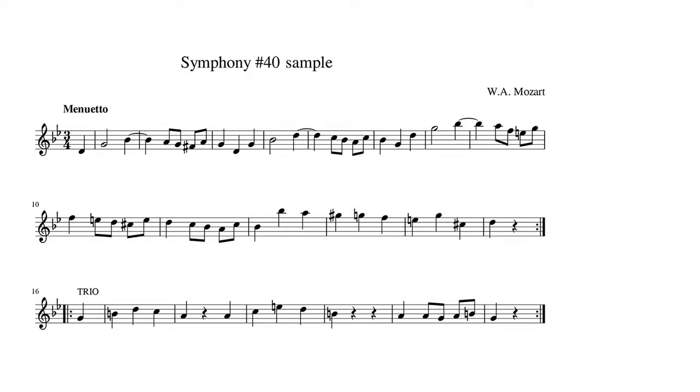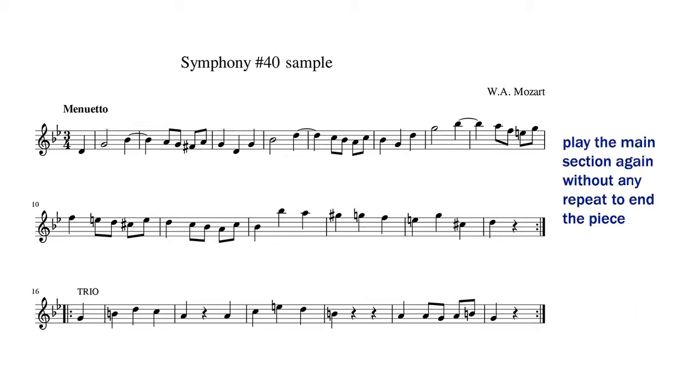The next example is a piece with a trio as the middle section. A piece written this way, you'd play the main section the first time with all the repeats. And then you will play the trio. After that you play the main section through the last time without any repeat to end the piece.